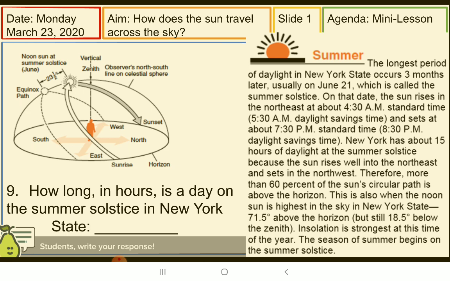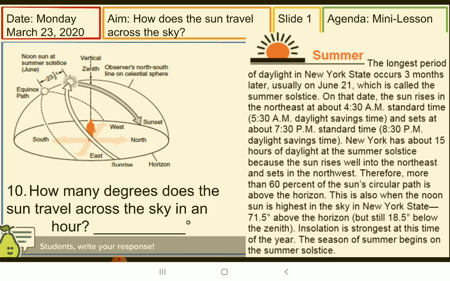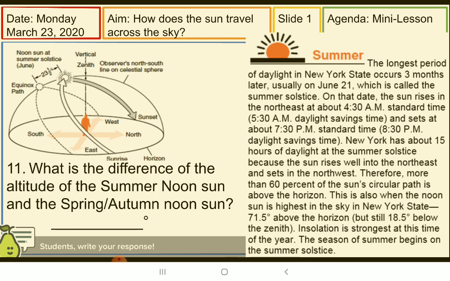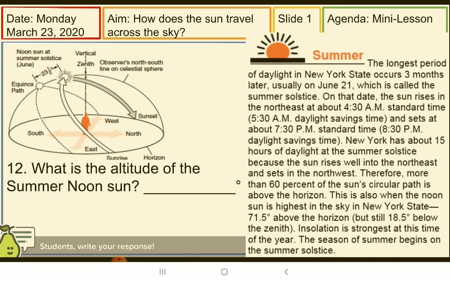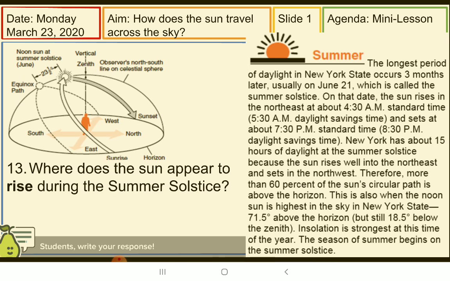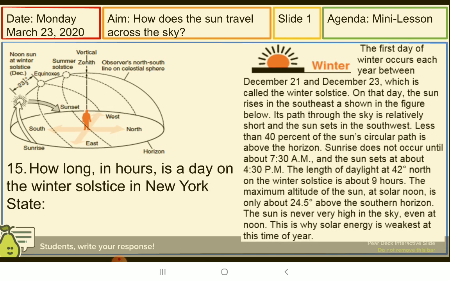So your questions are on the slide. How long in hours is a day on the summer solstice in New York? How many degrees does the sun travel across the sky in an hour? What is the difference of the altitude of the summer noon sun and the spring or autumn noon sun? And then what is the altitude of the summer noon sun? Oh, I think there are two more. Where does the sun appear to rise during the summer solstice? And where does the sun appear to set during the summer solstice?